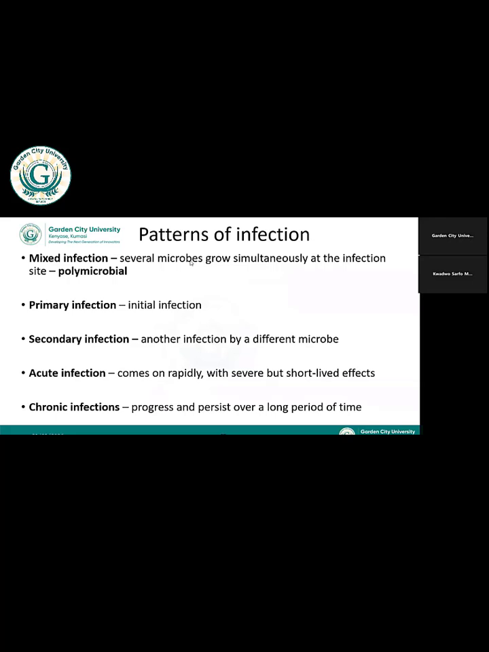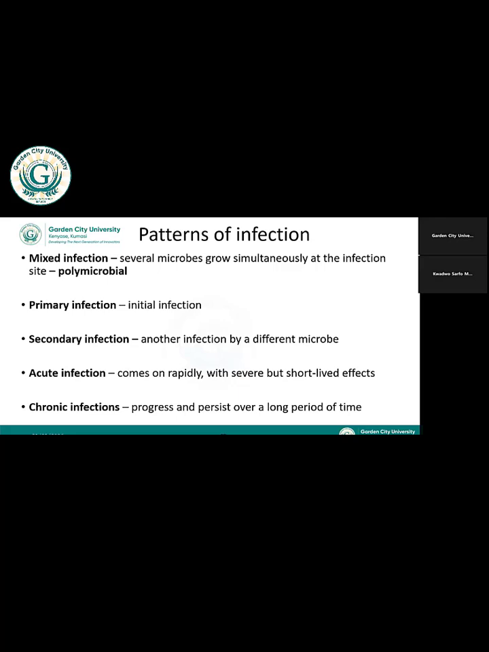So with the patterns of infection, we could have mixed infection. Mixed infection is when you have several or more than one organism growing at the same time at a particular site. So if you have 2 organisms or 3 organisms, Salmonella typhi, Staphylococcus aureus, and Klebsiella pneumonia, growing and multiplying at the same time in the blood, that's the same site. So this is mixed infection.